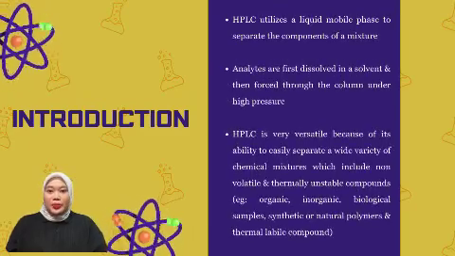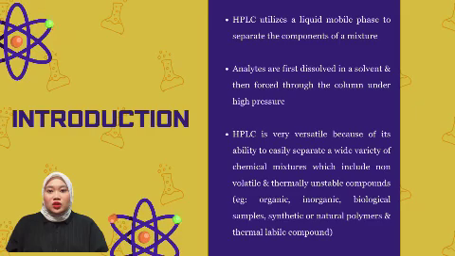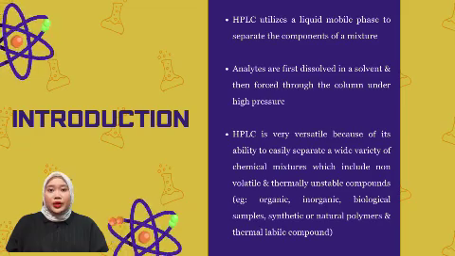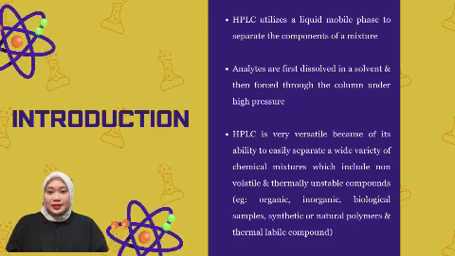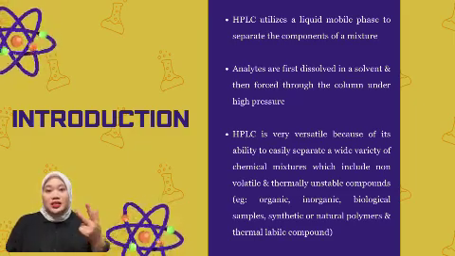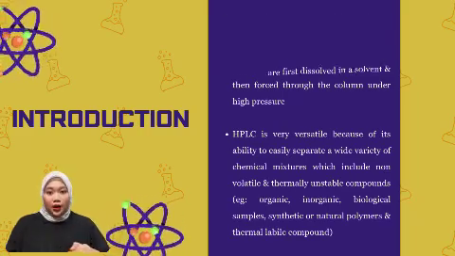As we know, HPLC uses a liquid mobile phase to separate mixed components by dissolving analytes in a solvent and pushing them through a column under high pressure. HPLC also can separate a wide range of chemical mixtures, including non-volatile and thermally unstable compounds. Example list include organic, inorganic, biological samples, synthetic or natural polymers, and thermally labile compounds.